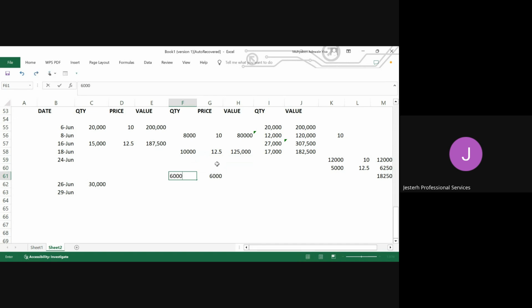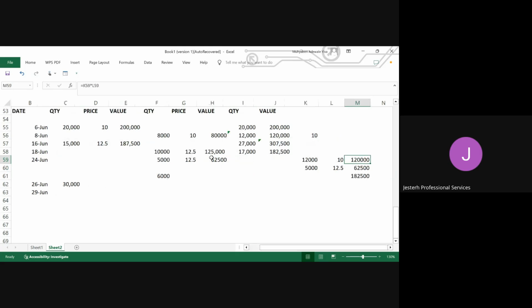6,000, 5,000. That is what is remaining from this 15,000 after we issued out 10,000. At what rate? 12 naira 5 kobo. Now this one multiplied by this to get the value. Now 62,500. It means this is the closing value of the one we brought in on the 16th; we have exhausted it.